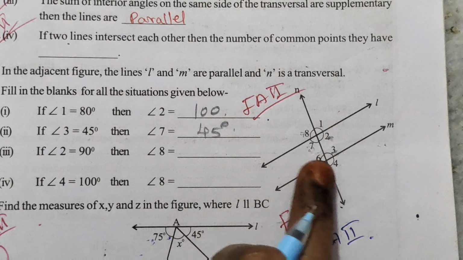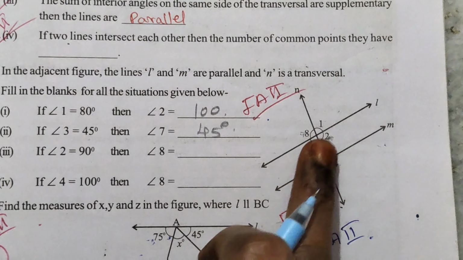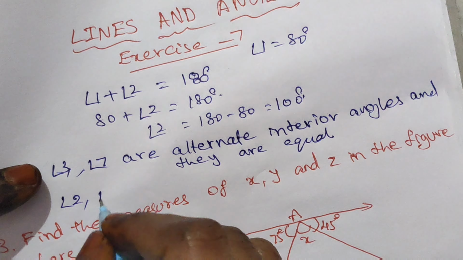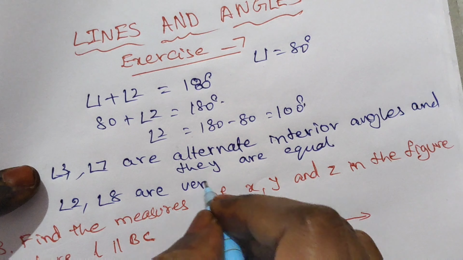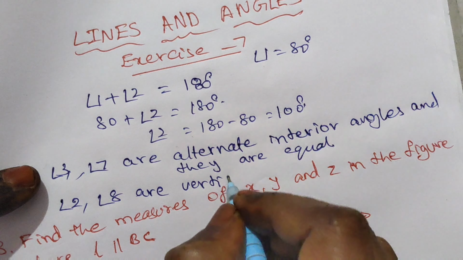Next, angles 2 and 8. These are vertically opposite angles. I will write that one. Angle 2, angle 8 are vertically opposite angles, so they are also equal. Angle 2 value is 90 degrees, so angle 8 value is also 90 degrees.